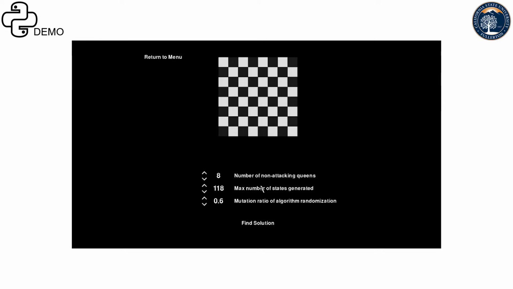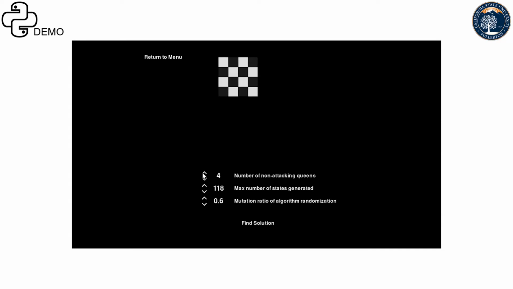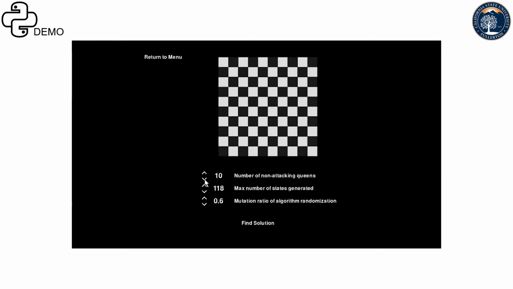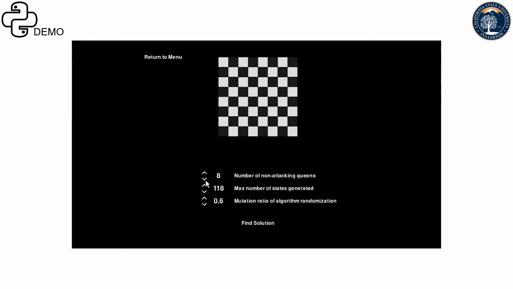In the puzzle scene, changes to big N's value adjust the board by increasing or decreasing its size. Big N has a minimum value of 4 and a maximum value of 10. Once the user inputs the correct big N, NGen, and mutation values, pressing find solution has our program start searching for a solution.